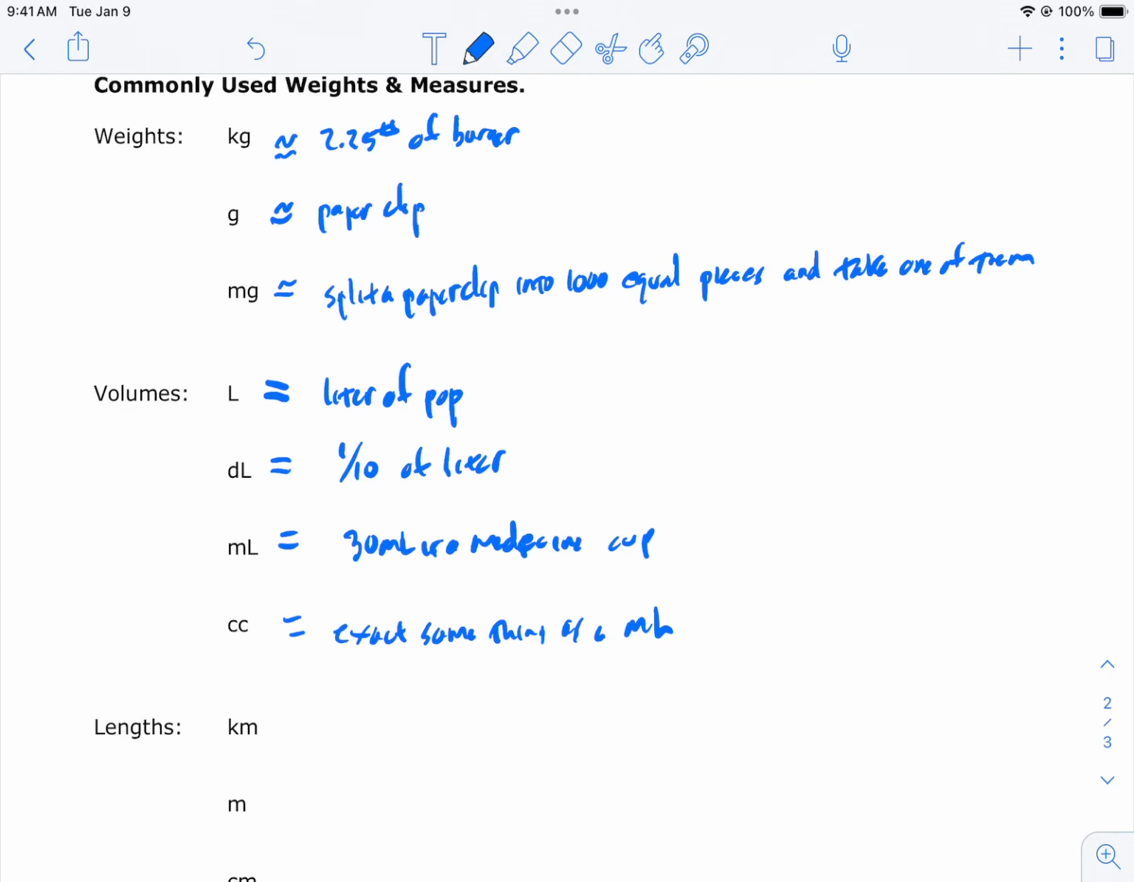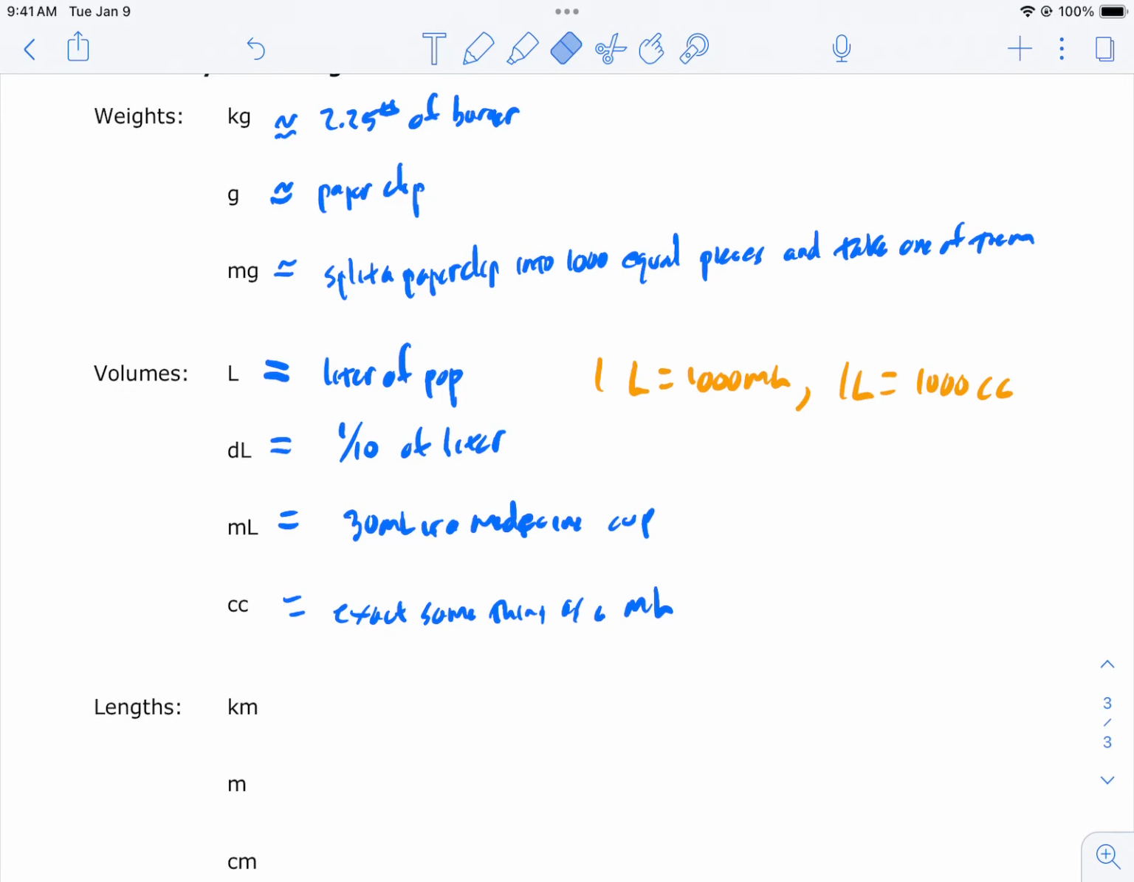So, for example, a liter has 1,000 milliliters. Okay, that's just from the chart up above. 1 liter is the same thing as 1,000 cc's. And I mention that because this conversion fact has come in handy for me a lot over the years. A liter is 1,000 cc's. A cc is a milliliter. These are exactly the same thing. Now, cc stands for cubic centimeter.